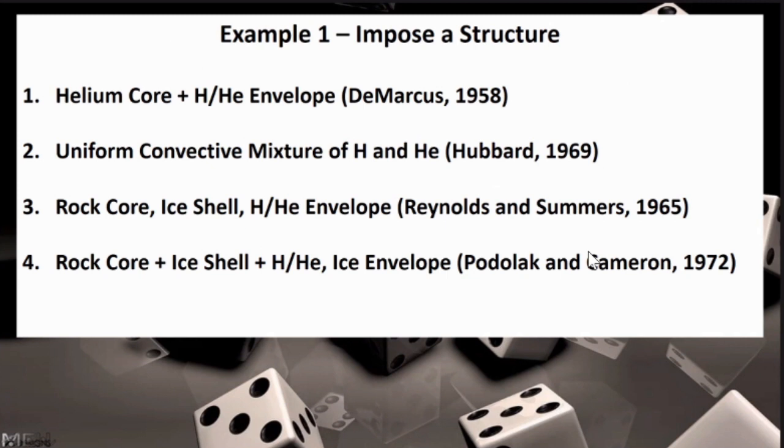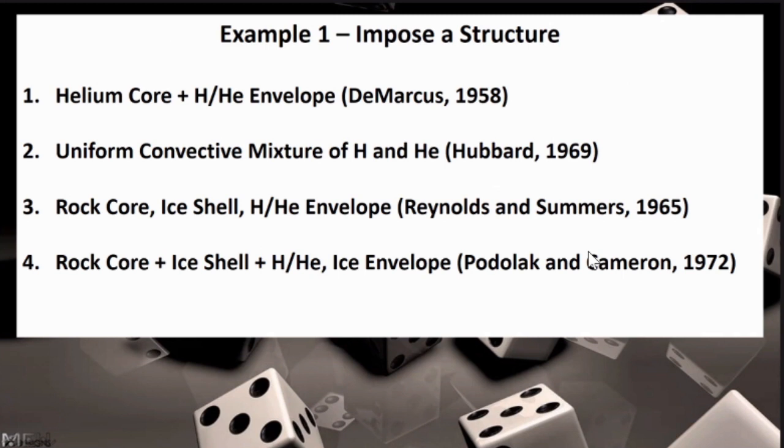He realized by matching the gravitational moments that you had to have a core in Jupiter. So he said, well, I don't know what it is, but I have an equation of state for helium. Let's assume it's solid helium. And then he played with the parameters of his model and got some results. But we now know that Jupiter is a lot more complicated. He missed a whole bunch of things.